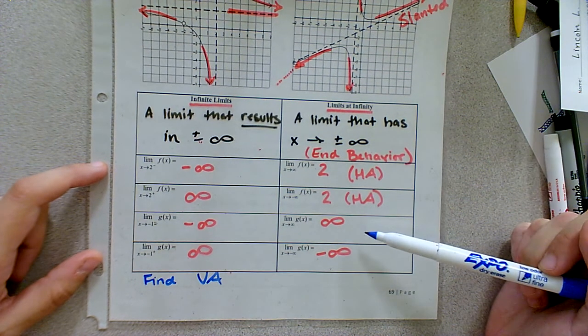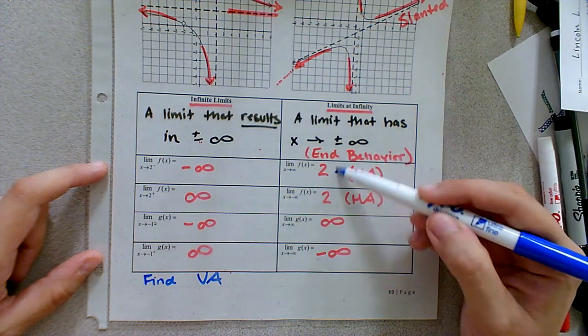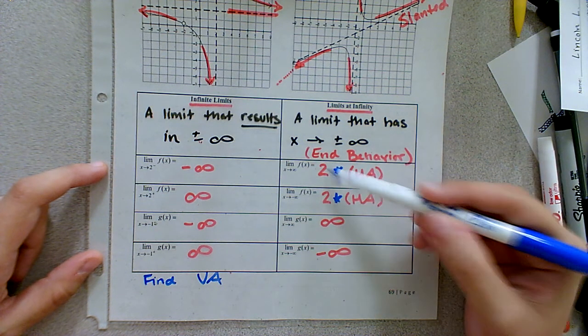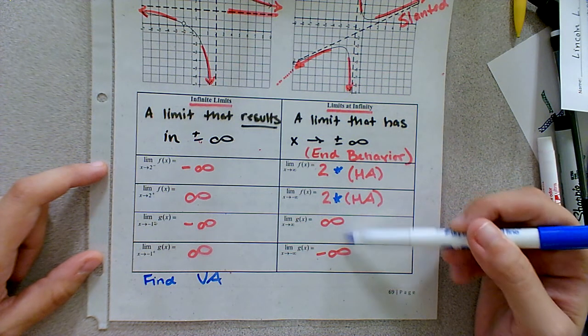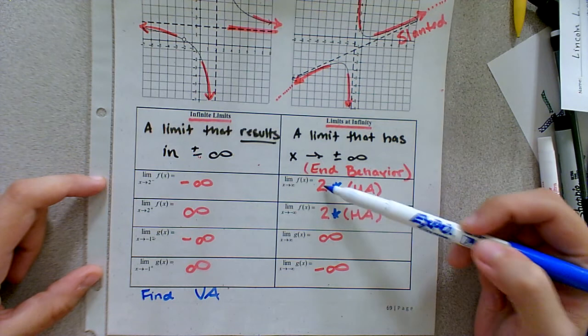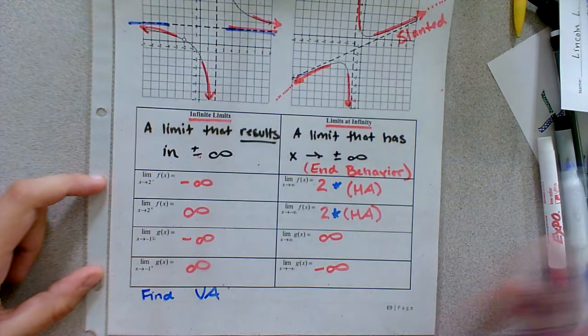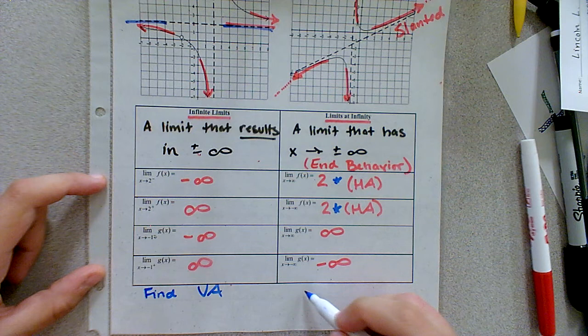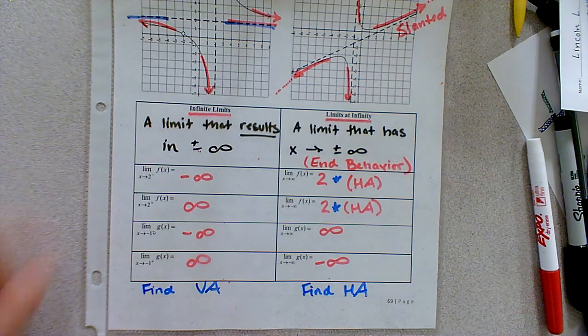Limits at infinity, on the other hand, can help you find horizontal asymptotes as long as your result is a number. Notice how these were not numbers, so we did not have a horizontal asymptote on the g of x graph, but since these were numbers for f of x, we did level off specifically somewhere to the left and to the right. So these can help you find those horizontal asymptotes for your end behavior.